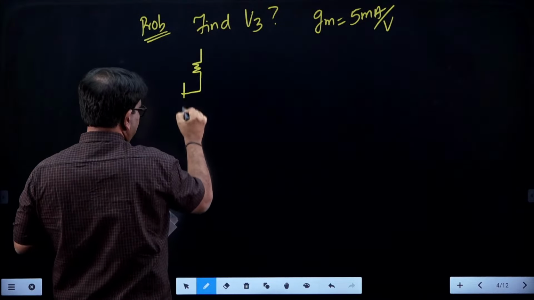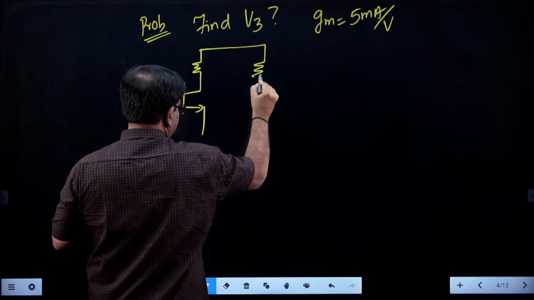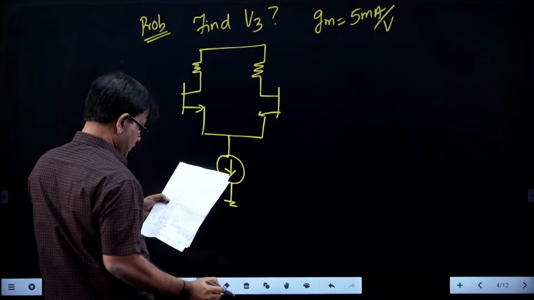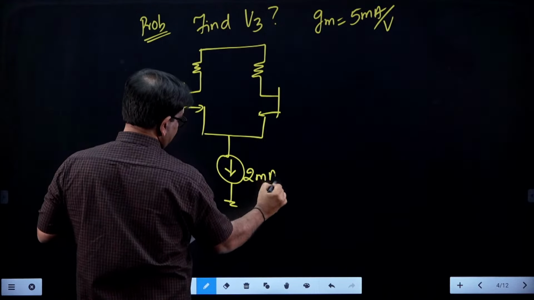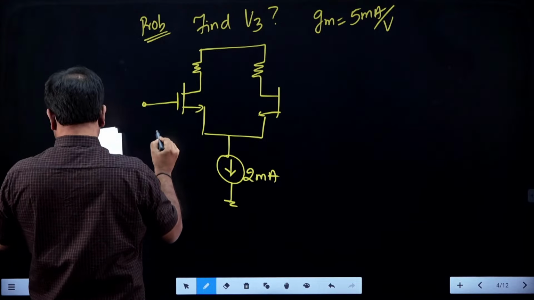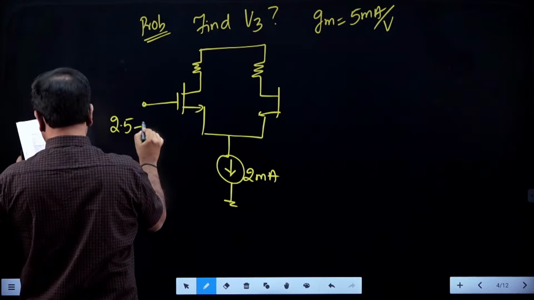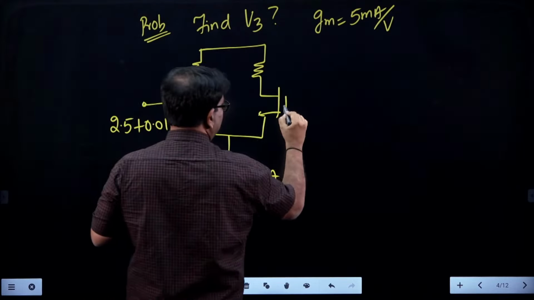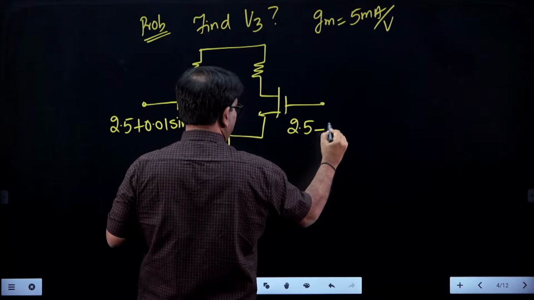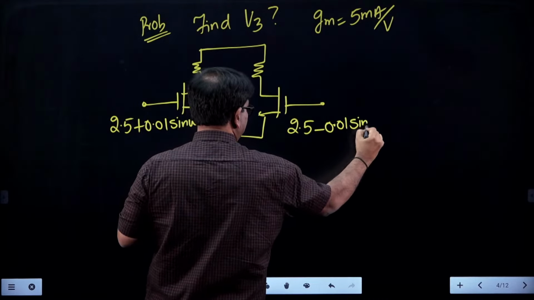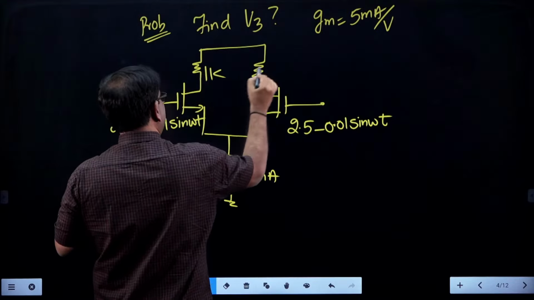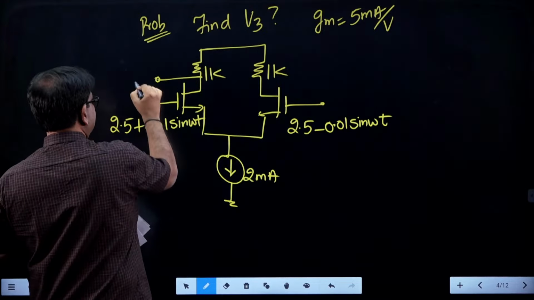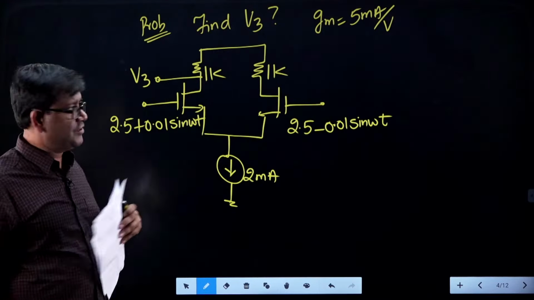This is a differential stage given. In this differential stage, the tail current is 2 milliampere. So, the input here is 2.5 plus 0.01 sin omega t. The input here is 2.5 minus 0.01 sin omega t. The drain resistances are 1 K. You are asked to find V3. So, this is the solution.